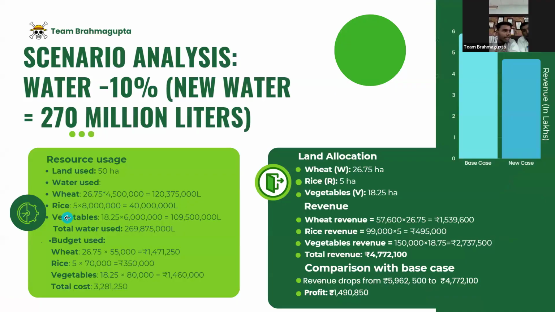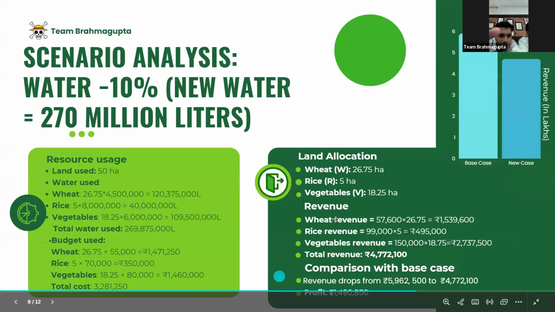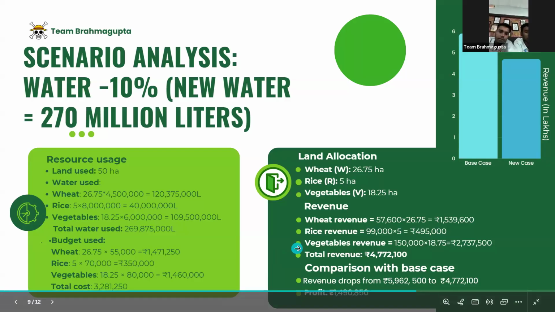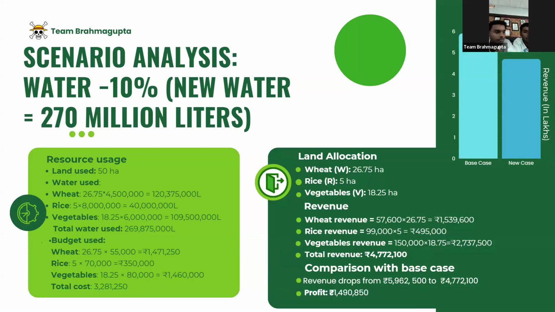If the water drops by 10%, we are calculating the total cost, that is 32 lakh, and the profit that we have calculated. So the revenue generated if 10% water drops is 47 lakh, and in the base case, we got 59 lakhs. So the revenue drops from 59 lakh 62,000 to 47 lakh.